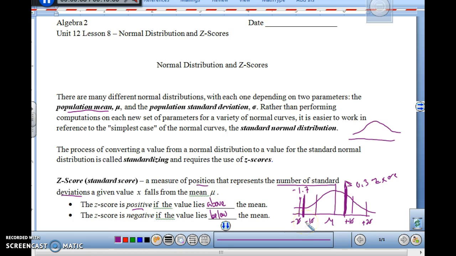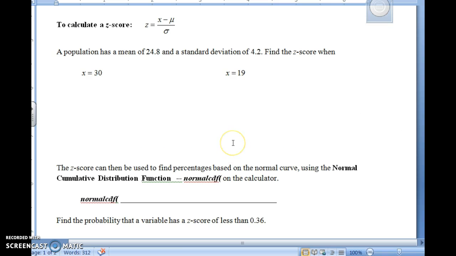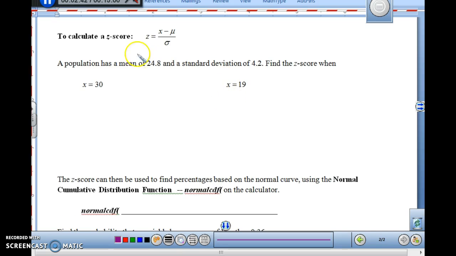So when you're doing a z-score, what you're looking for is the distance away from the mean. It doesn't have to be 1, 2, it can be whatever distance that you want. And we use that to calculate some percentages in just a second. All right, so the formula for calculating a z-score: it's whatever point you're at, x, the point you're looking for, minus the mean, and then divided by the standard deviation.